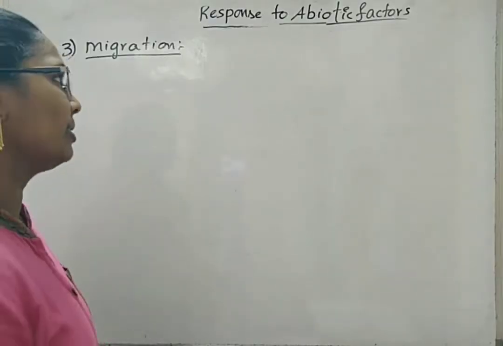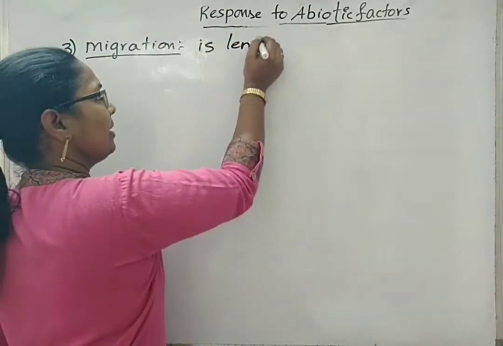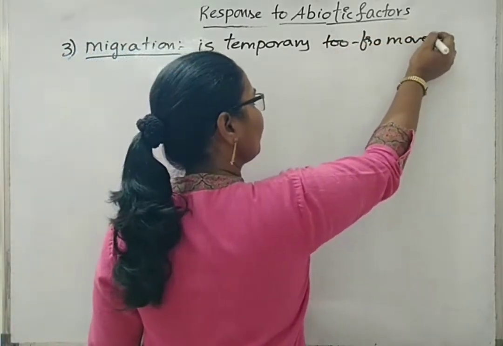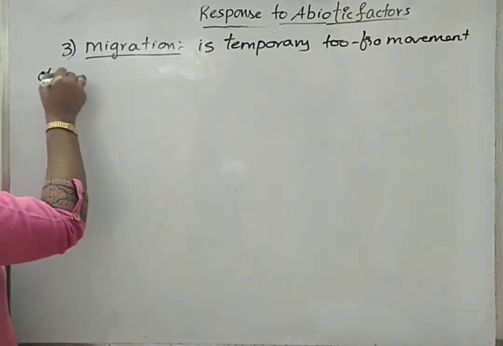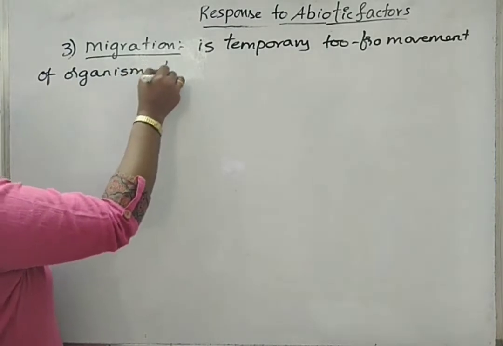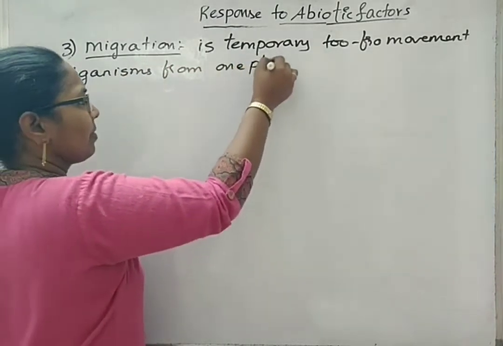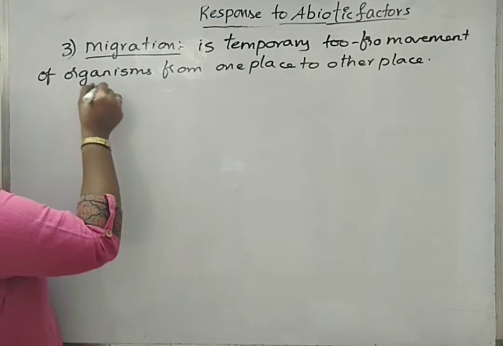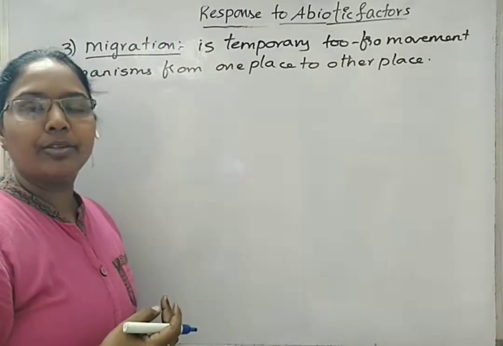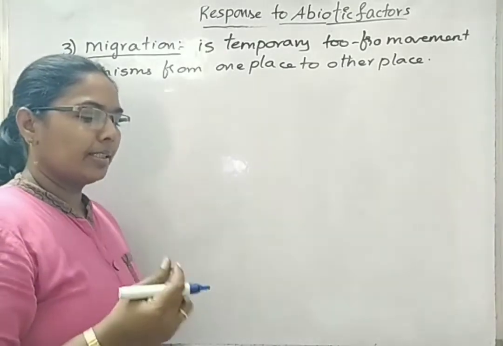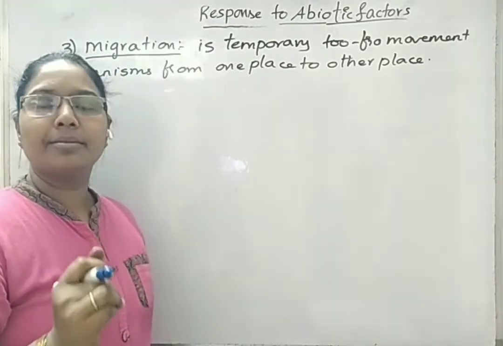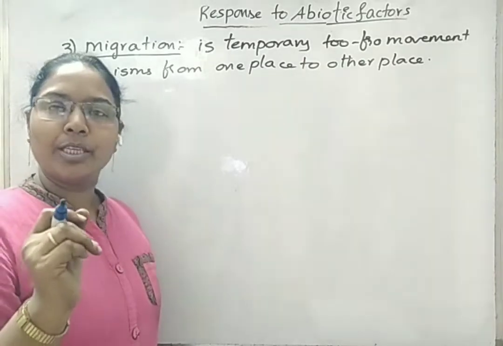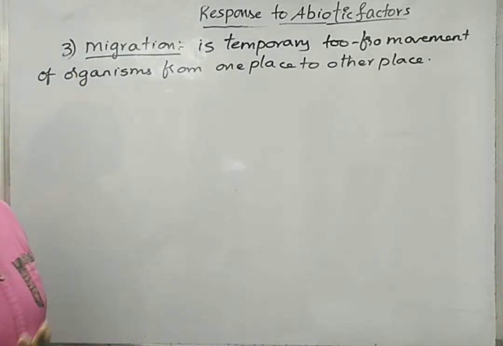The third response is migration. Migration is a temporary to and fro movement of organisms from one place to another place. Here, organisms respond to different types of abiotic factors like light and temperature. Regarding light, all types of organisms, if they have to reproduce, need some period of exposure to sunlight or artificially provided lights.